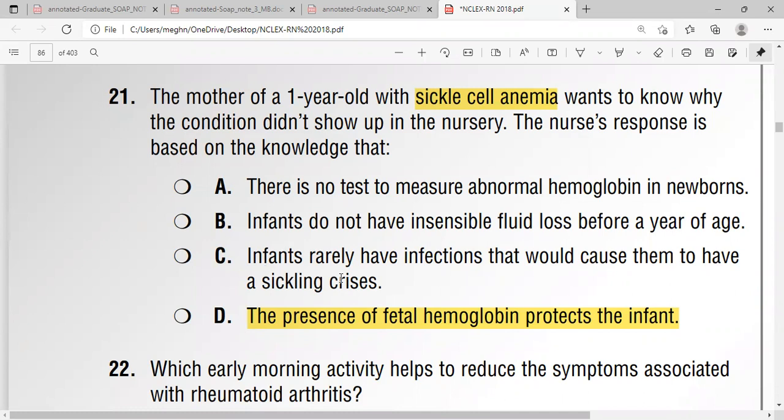Number C is incorrect because respiratory infections such as bronchiolitis or otitis media can cause fever and dehydration, which cause sickle cell crisis. So the claim that infants very rarely have infections that would cause a sickling crisis is not true. Respiratory infections such as bronchiolitis or otitis media can cause fever and dehydration, which cause sickle cell crisis. Next question.